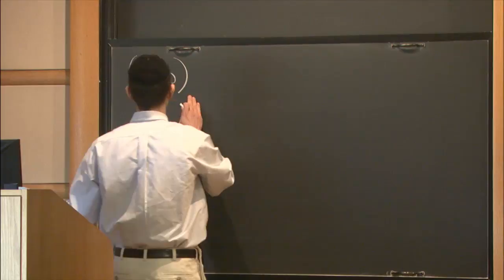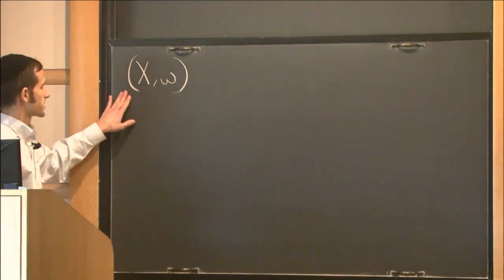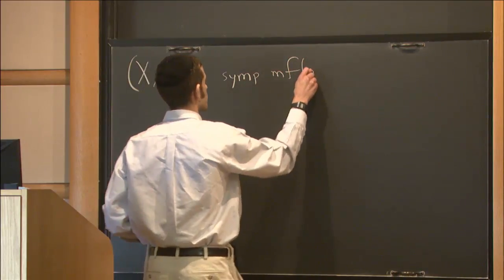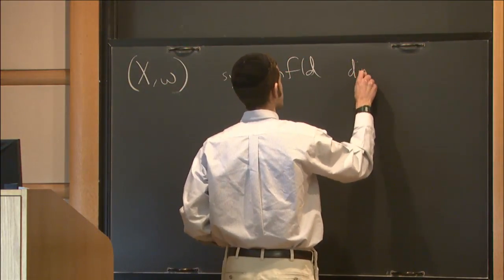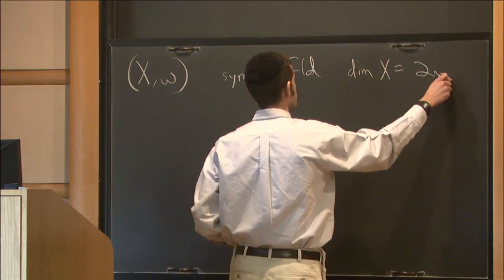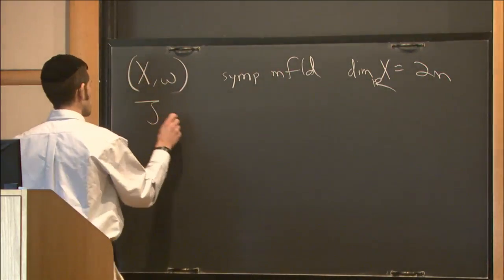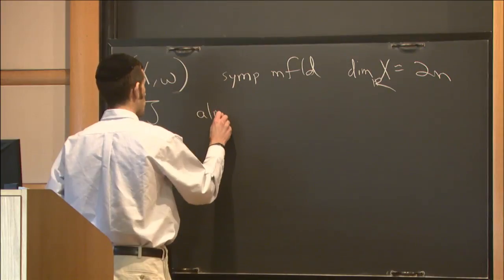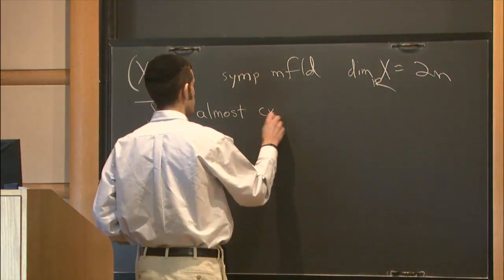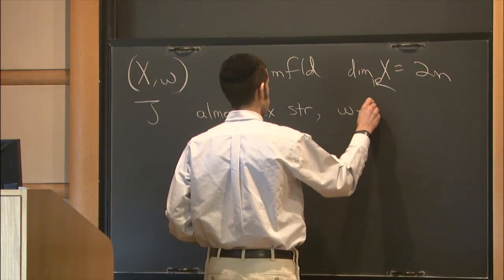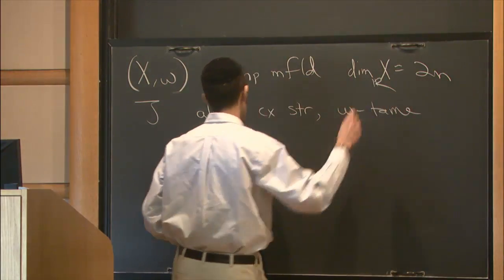So (X, omega) is a symplectic manifold of dimension n, and J is an almost complex structure which is omega-compatible or omega-tame.